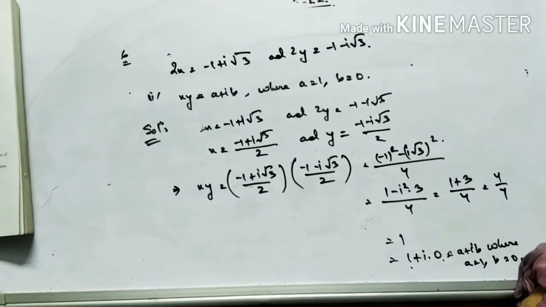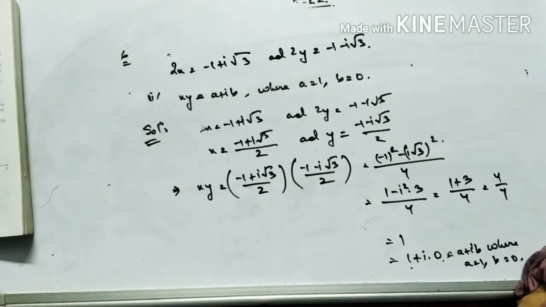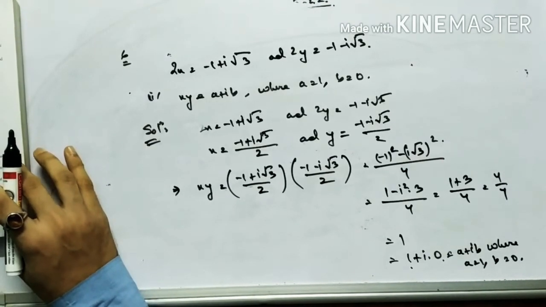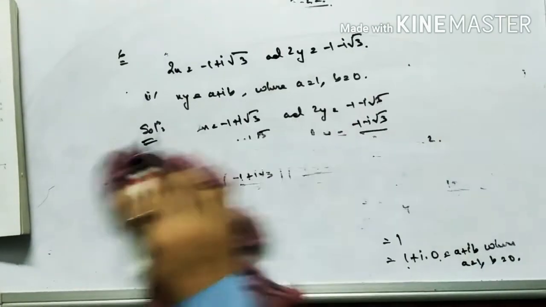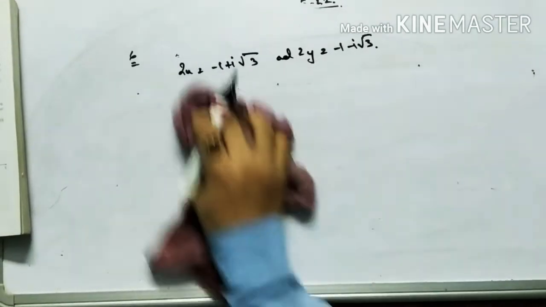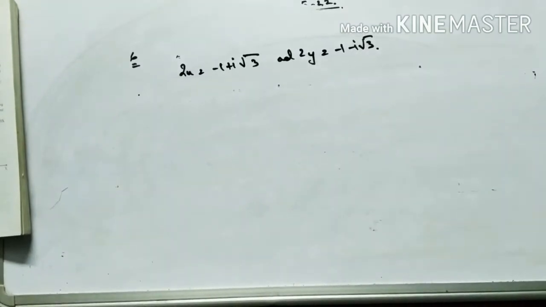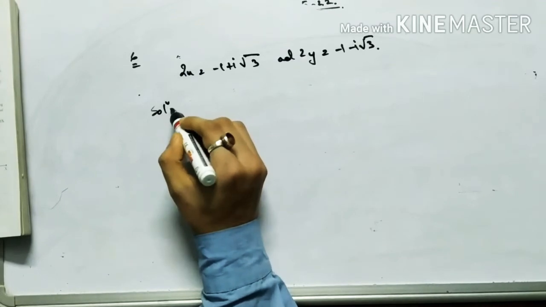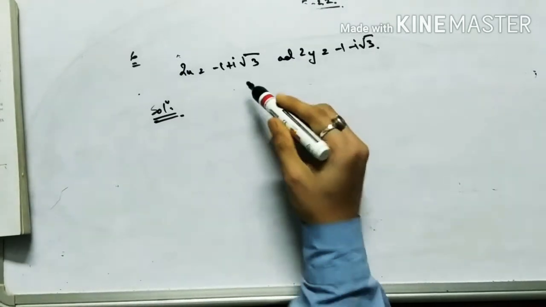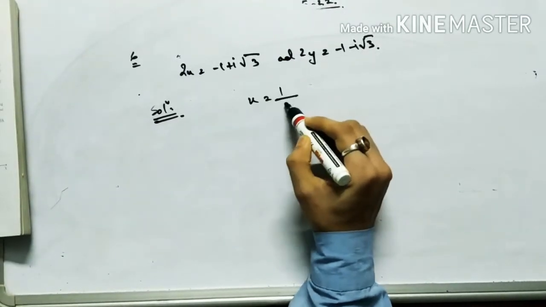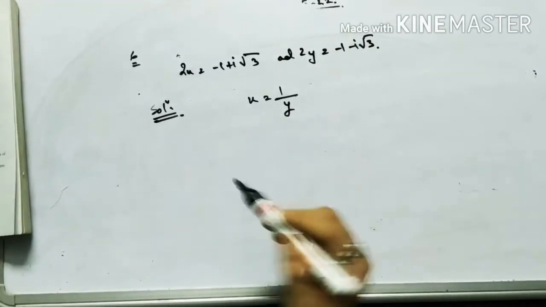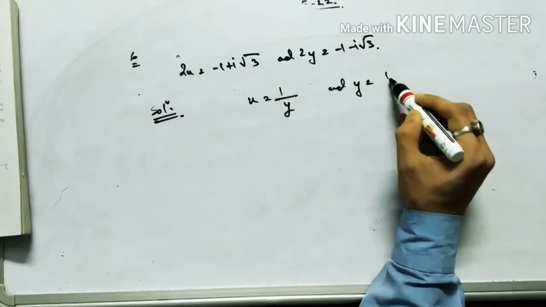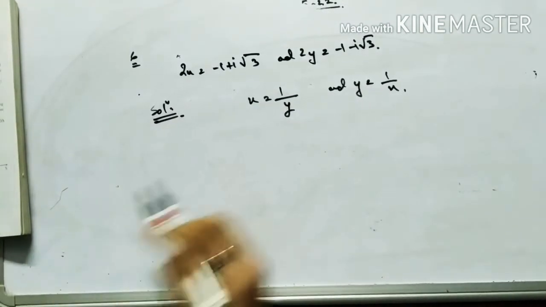Next, the last one, number 3. I have to show that x is the multiplicative inverse of y and vice versa. That is, I have to show that x is equal to 1 by y, and vice versa, y is equal to 1 by x.